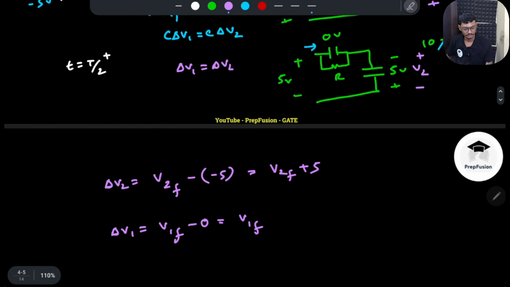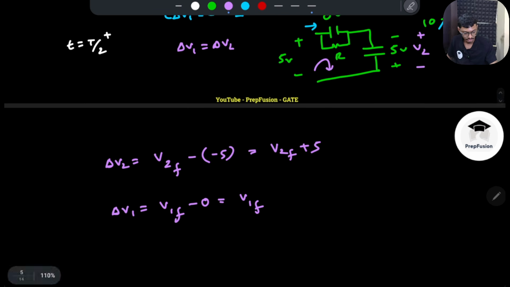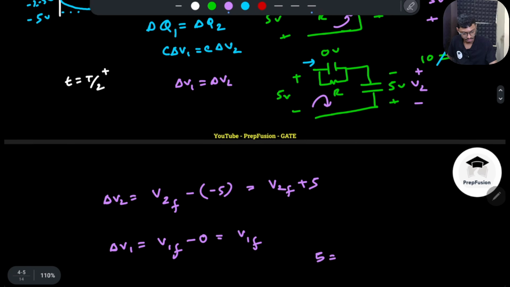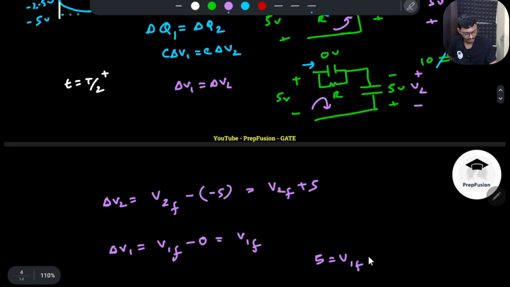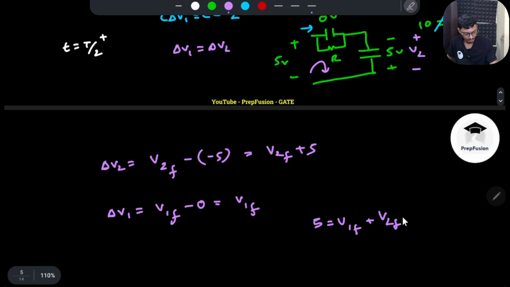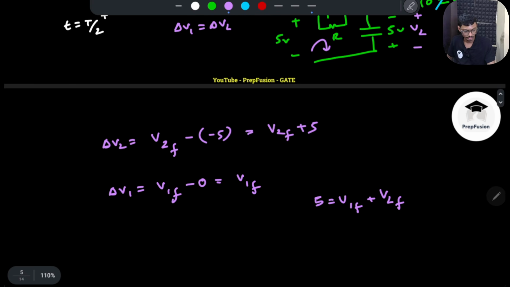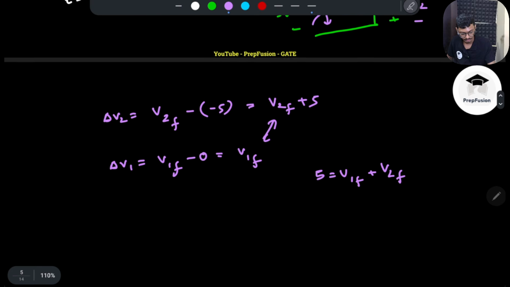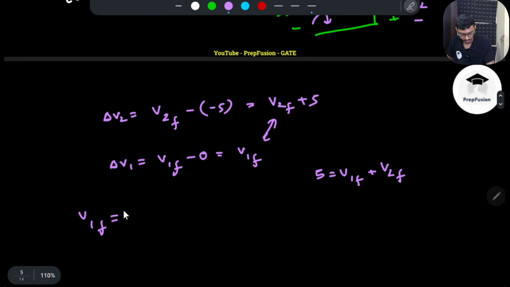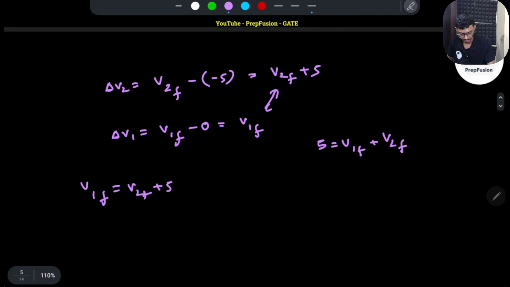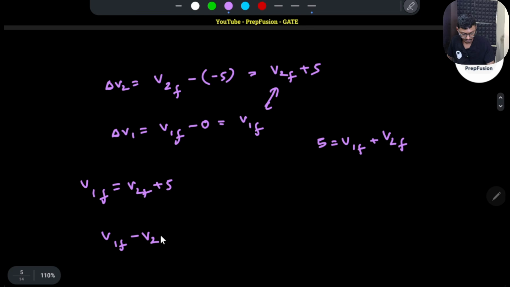One more equation I know, that at t equals capital T by 2 plus, KVL has to be satisfied. So if I apply KVL here, 5 will be equal to the final voltage across this capacitor, V1F, plus the final voltage across this capacitor, V2F, right? From these I get two equations. One equation is these two have to be equal, because delta V1 will be equal to delta V2. So V1F will be equal to V2F plus 5. So V1F minus V2F equals 5, right?